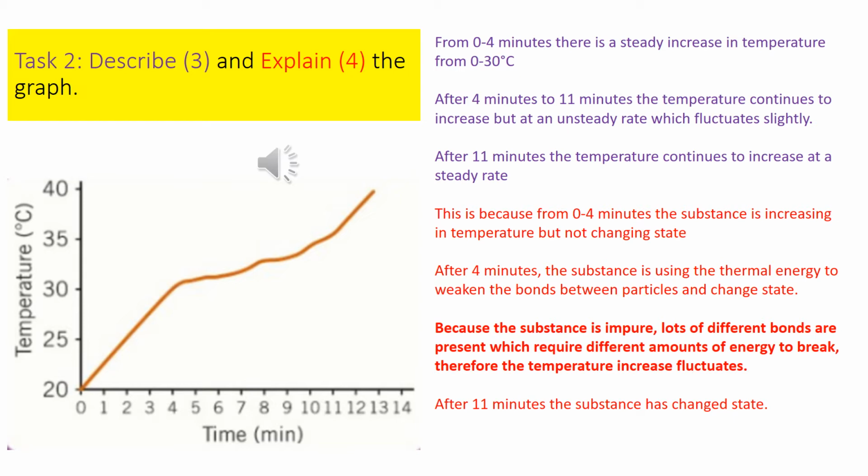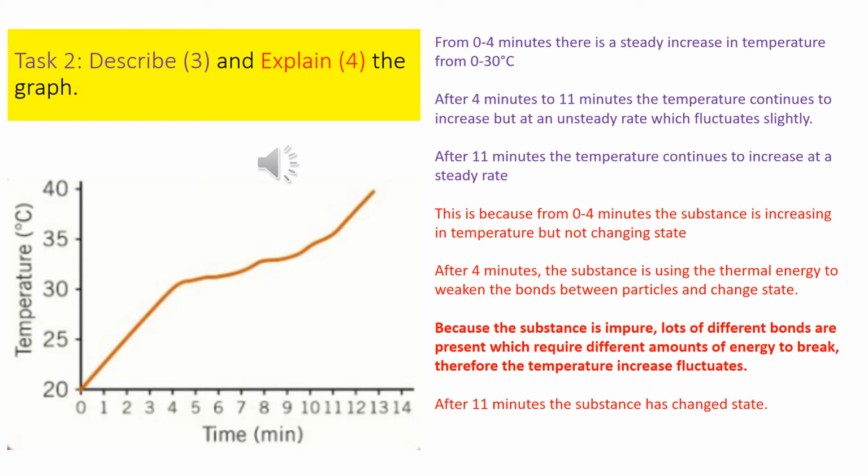Right, to describe, from 0 to 4 minutes, there is a steady increase in temperature from 0 to 30 degrees Celsius. After 4 minutes to 11 minutes, the temperature continues to increase, but at an unsteady rate, which fluctuates slightly. After 11 minutes, the temperature continues to increase at a steady rate. So the first 3 sentences describe the pattern of the graph.